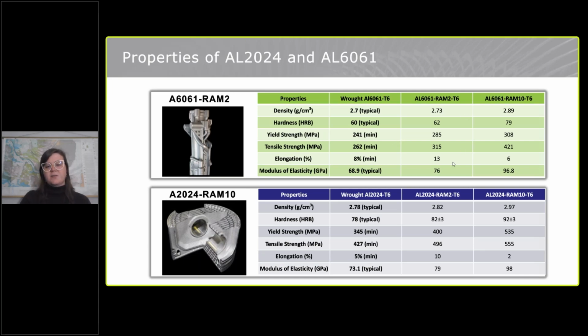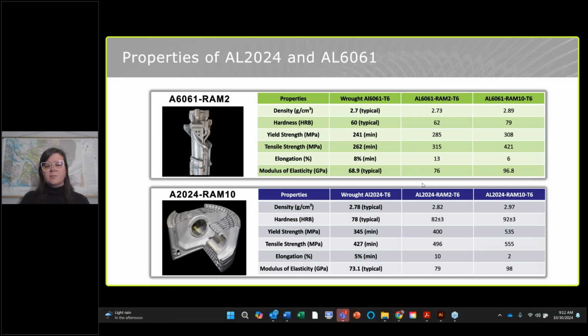And what you can see for 6061, RAM2 and RAM10, and then 2024 on the bottom, RAM2 and RAM10, is that we achieve comparable properties. So you can see our yield strength for 6061 and tensile strength are comparable. Again, this is a minimum versus a typical value, so not exactly the same value, but comparable. Similar for our 2024. And so this allows us to print materials that we're used to working with in conventional manufacturing.